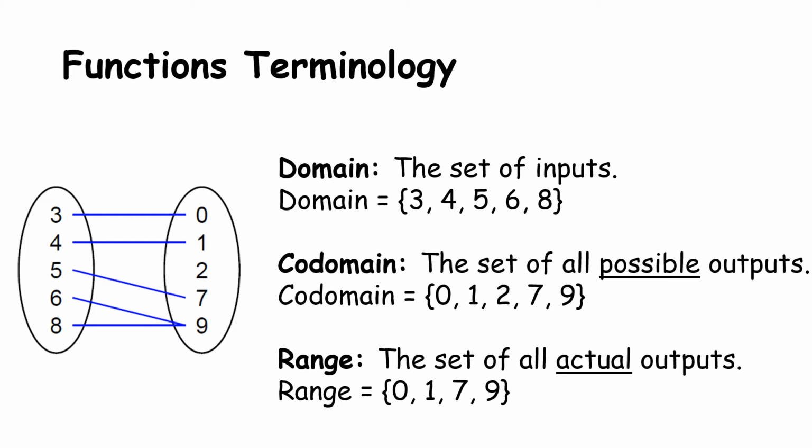The range is then the set of all actual outputs. So notice there on the right hand side of the mapping diagram that the value of 2, although it's there and it could be used, it is not used. So the set of actual outputs are 0, 1, 7, 9. So it is really important that you understand the subtle difference between the codomain, so the possible outputs, versus the range, which is the actual outputs.